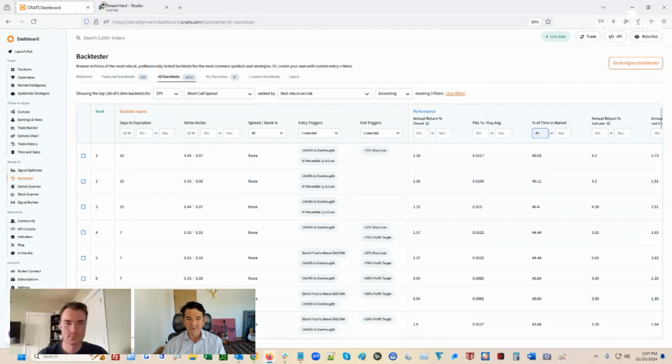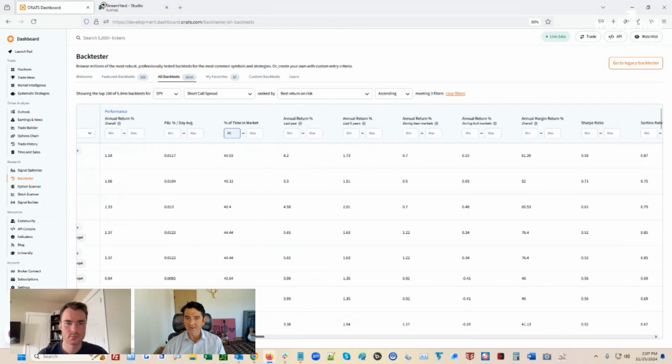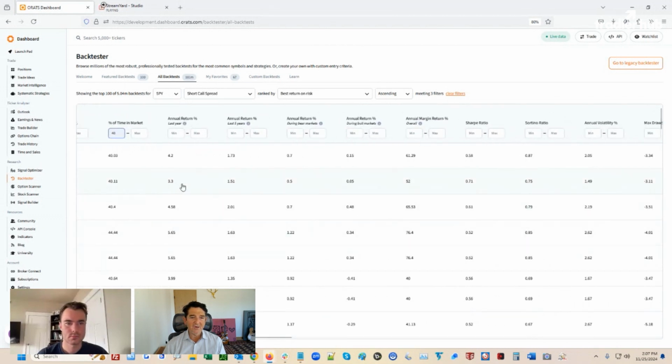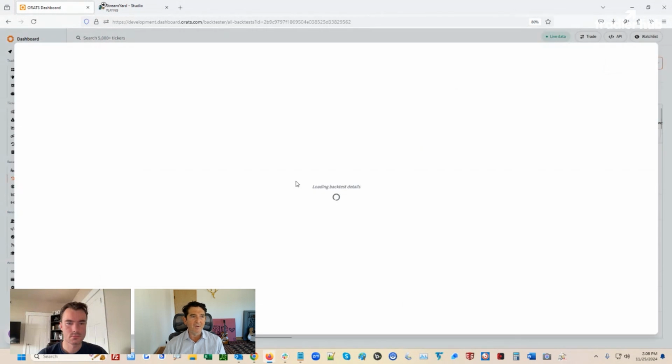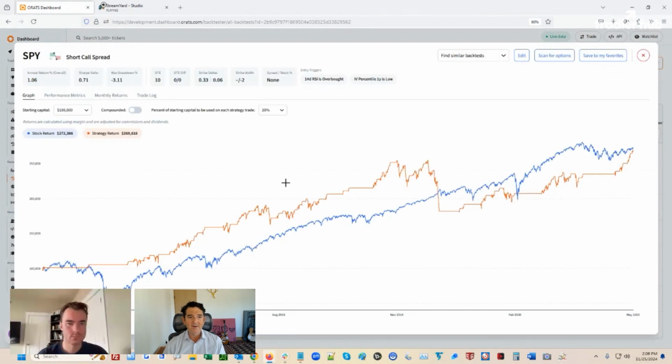And then, the nice thing about this is we could look at how it did last year, how it did over the last 5 years, how it did during bear markets, how it did during bull markets, how it did versus the margin. So that's the margin return, 52%. So I think this one looks pretty decent, Tyler. I'm going to click on it and take a more thorough look at it.